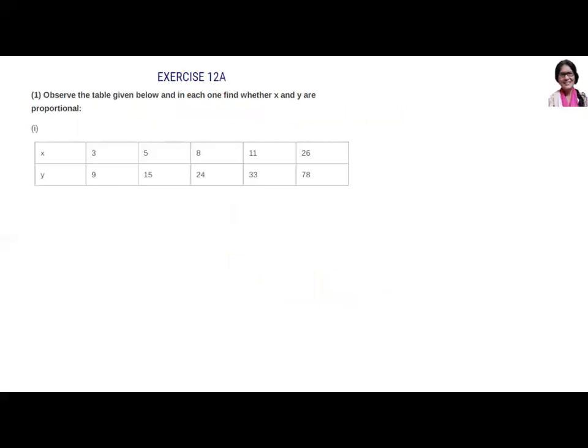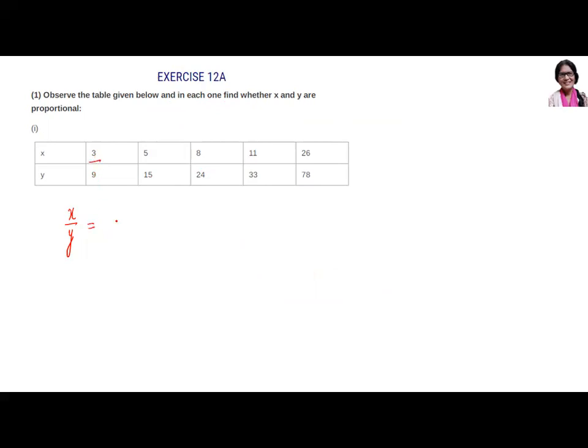Okay, so I'm going to a question. Observe the table given below. In each one, find whether x and y are proportional or not. This is exercise 12A, R S Aggarwal book. You have to write whether x and y are proportional. That means you will find the ratio of x and y for each case, and you will see whether they are equal or not. Okay, now I'm taking the first case.